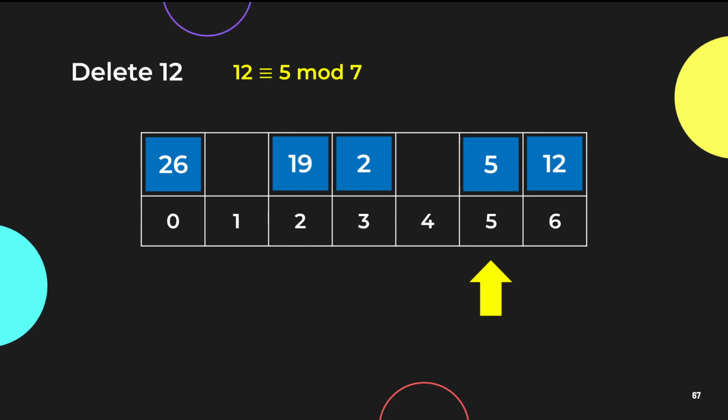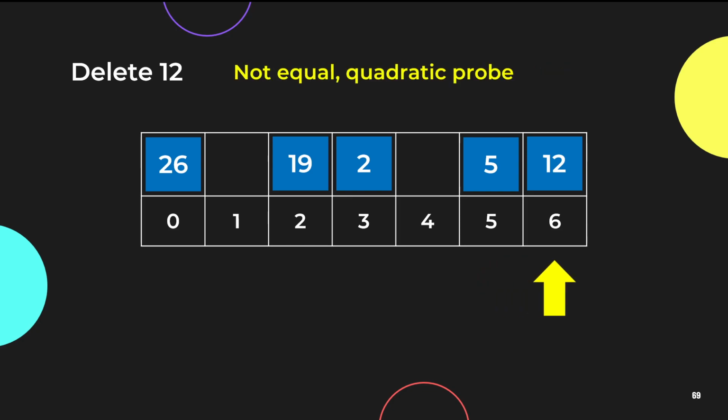We advance to the next one. Okay, so we see that the bucket here, bucket 5, the element there is 5. It's not 12. So we are going to move using quadratic probing, that is the plus 1, plus 4, plus 9, until we actually find 12. Now we found 12, what value do we substitute? Is it deleted or null?